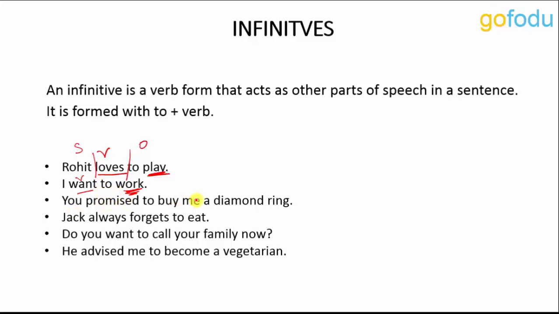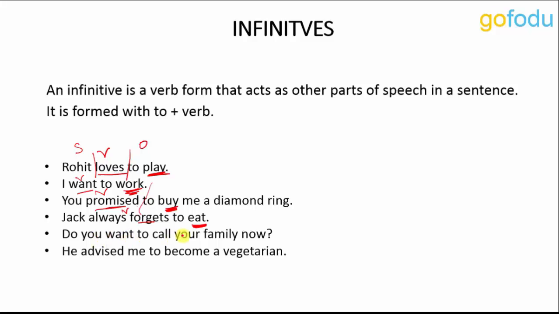You promised to buy me a diamond ring. Promised is the verb and buy is an infinitive, because originally it was a verb, but we've added to it, so it has become a noun, a name of a process. Jack always forgets to eat. Forgets is the verb and eat is an infinitive.